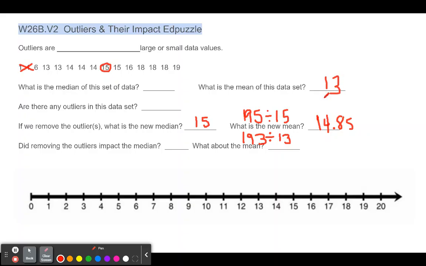So it was less than when we got rid of those ones. And the median was 14, so that changed as well. So did removing the outliers impact the median? Yeah, it did. It changed it. What about the mean? Yes, it changed it. It made it greater because we got rid of these small numbers that are outliers. So outliers can affect the statistical data of a data set, and this is a great example of how that happens. It doesn't always impact your median, and it may not even always impact your mode or your range, but it's possible it will impact your mean.